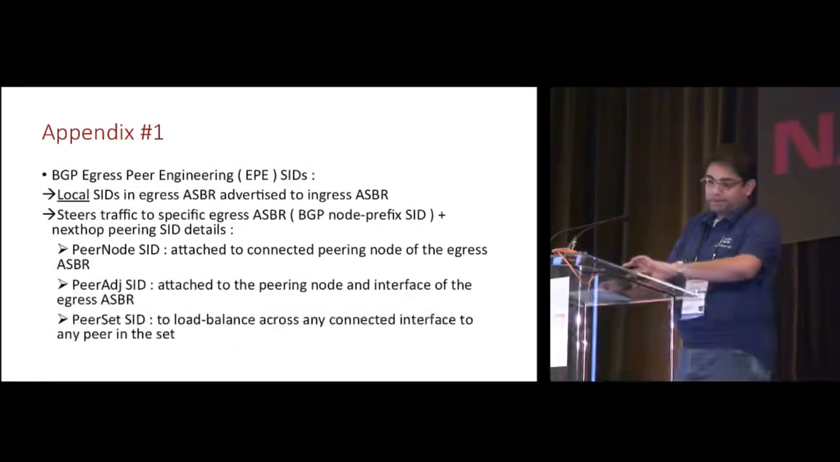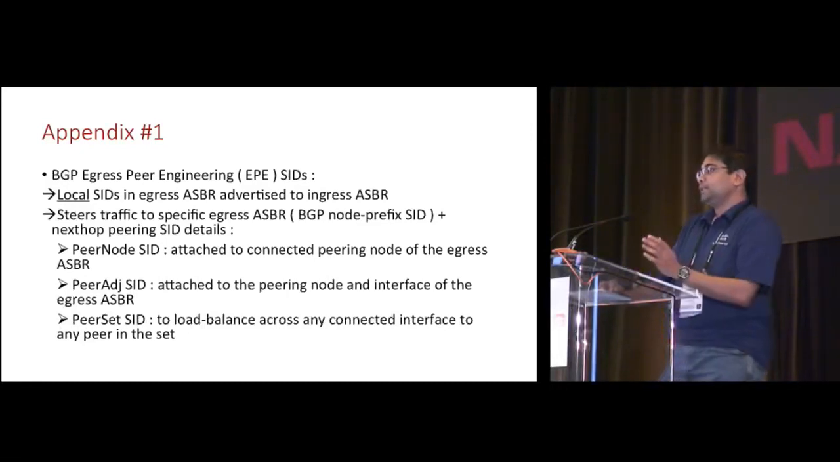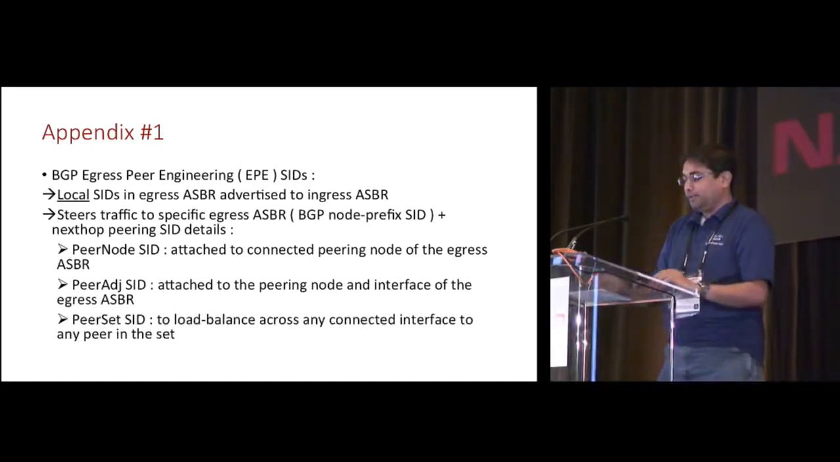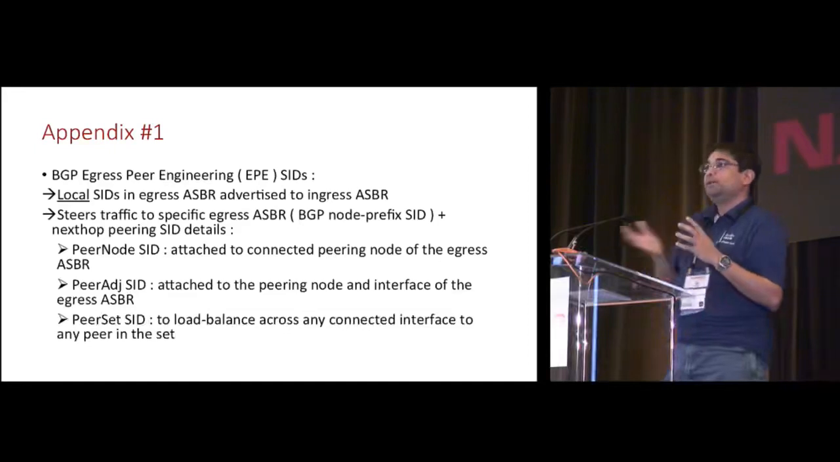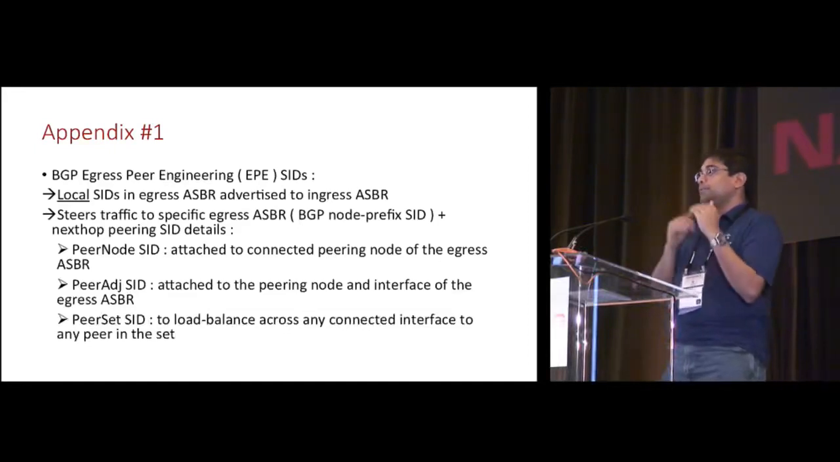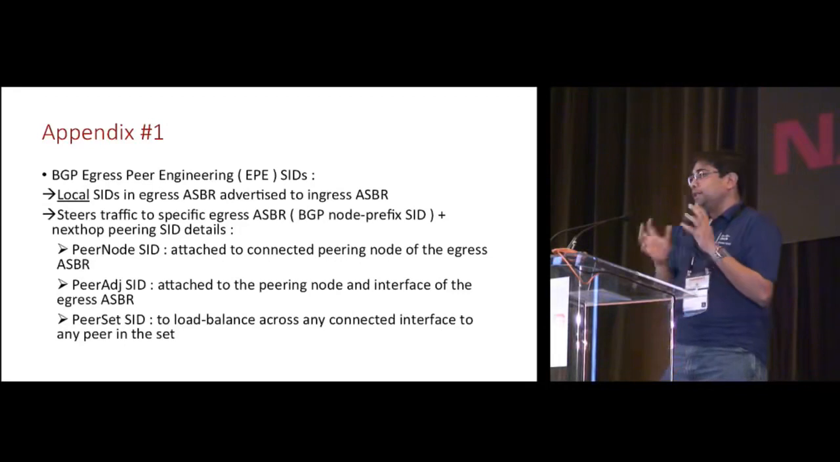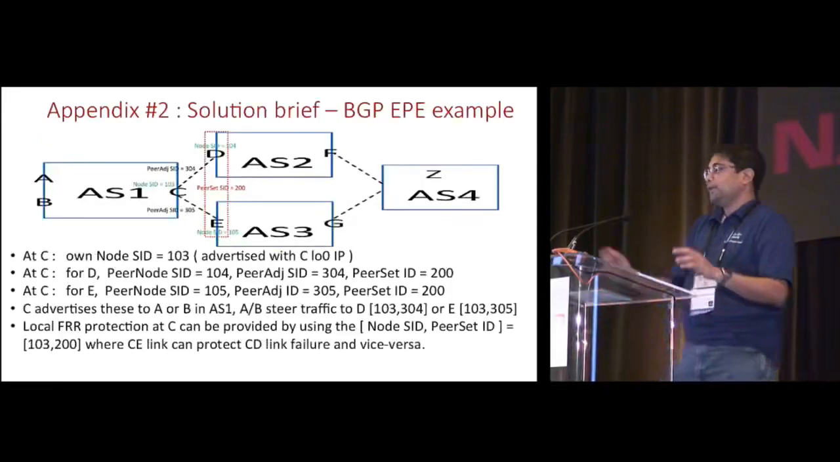I have a few appendices. I think I have some time to talk about them a little bit. So there is an extension. If you remember the slides where we showed that there are two types: one is globally unique SIDs, which are basically our node SIDs or prefix SIDs, and there are locally unique or locally relevant SIDs, which are the adjacency SIDs. We really didn't talk about them in the BGP solution yet, but we can use them here.